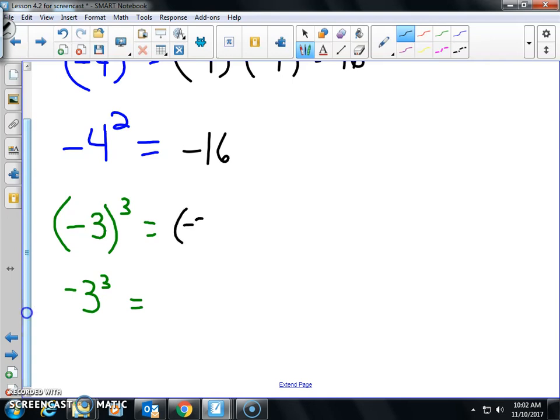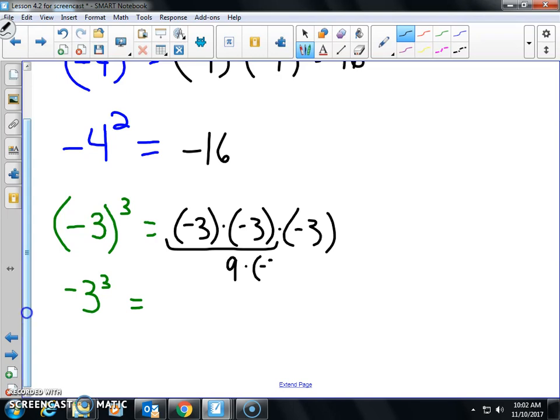Looking at the third one, the negative 3 is in parentheses, and it says to the third power. That means I need 3 of the negative 3's. I know negative 3 times negative 3, and a negative times a negative becomes a positive, positive 9. Bring down the negative 3. Positive 9 times negative 3 is negative 27.